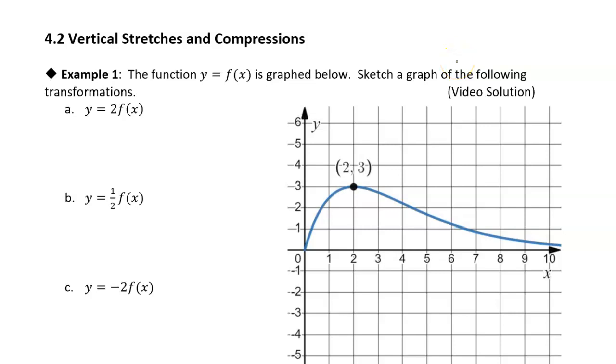All right, so we've looked at shifts of a function, right? Shifting it up or down, or right or left, right? Vertical and horizontal shifts. We also just looked at reflections of functions, right? Reflecting it across the x-axis or the y-axis. And now we're going to look at vertical stretches and compressions.